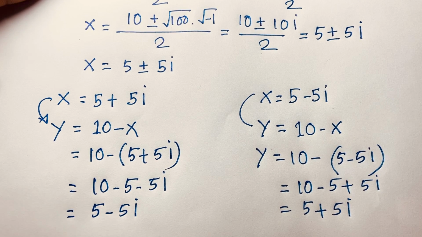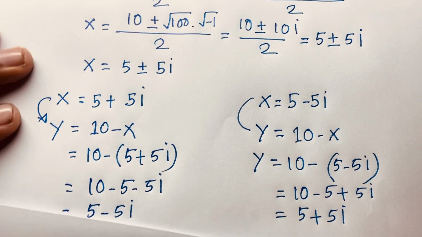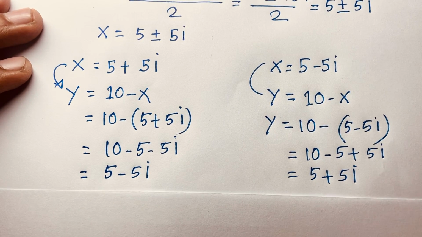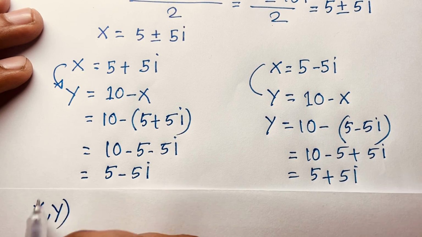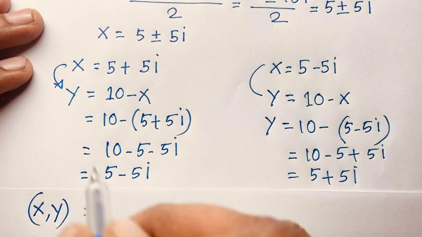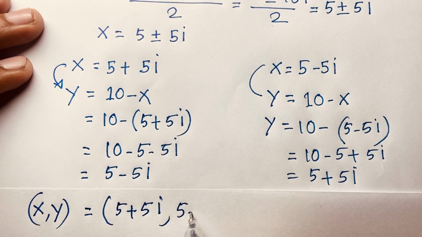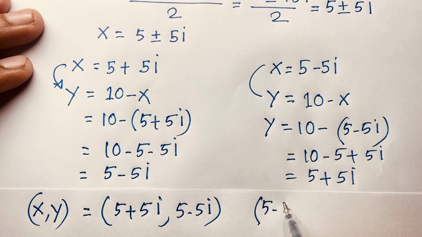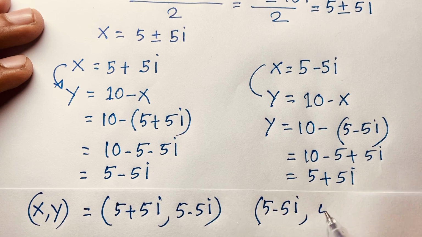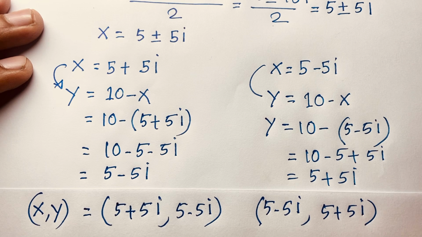It will be when x is equal to 5 plus 5i, this time y is equal to 5 minus 5i. So we will find out, here is a nice solution. It will be x, y: when x is equal to 5 plus 5i, this time y is equal to 5 minus 5i, and when x is equal to 5 minus 5i, and here y is 5 plus 5i. But interesting, here is no real solution, both are complex solutions.